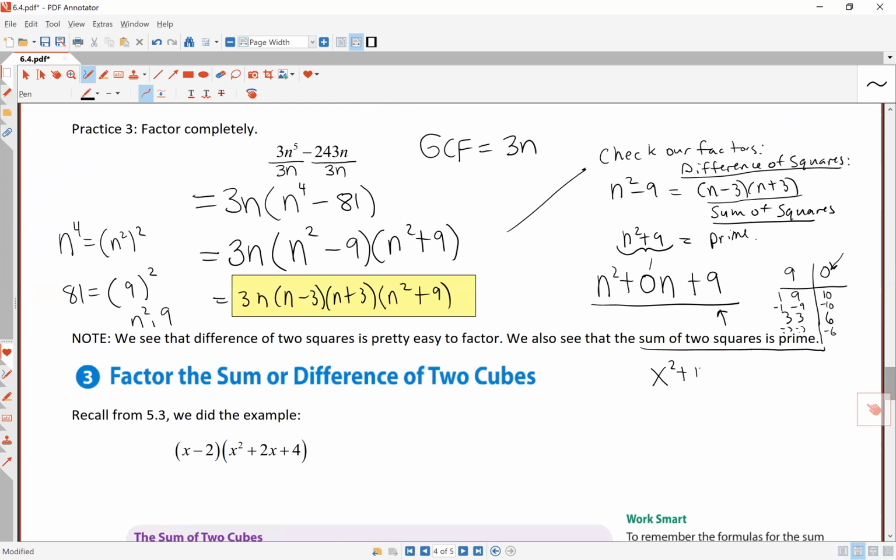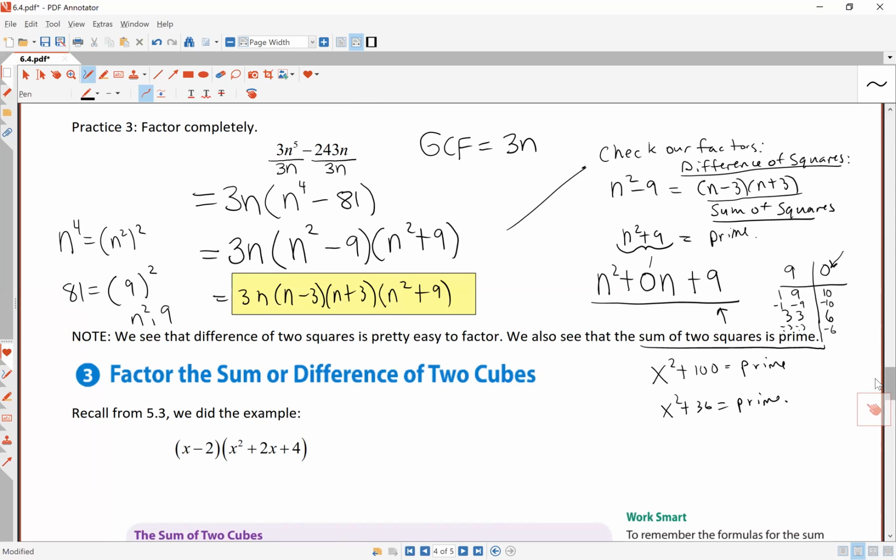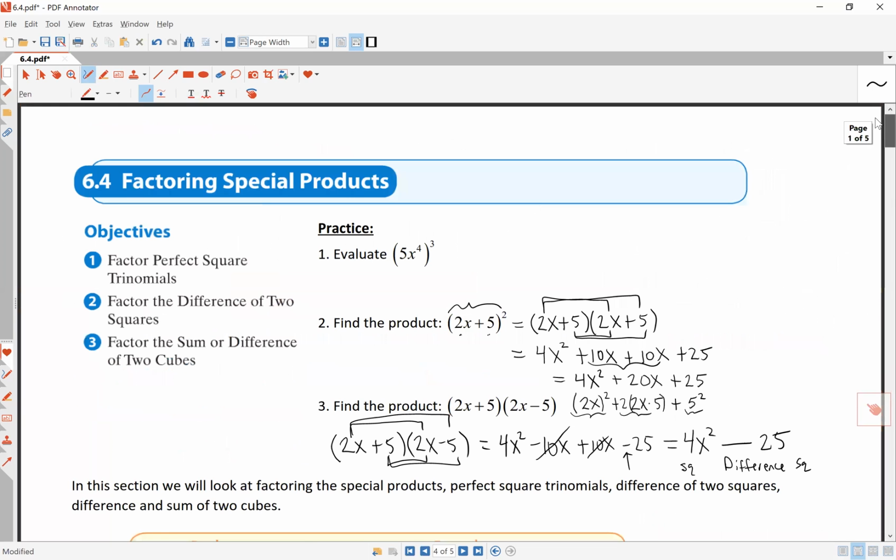x squared plus 100 is prime. x squared plus 36 is prime. We cannot factor the sum of two squares. And this concludes the video for section 6.4, Objective 2, Factor the difference of two squares.